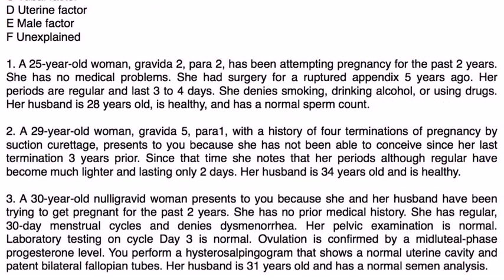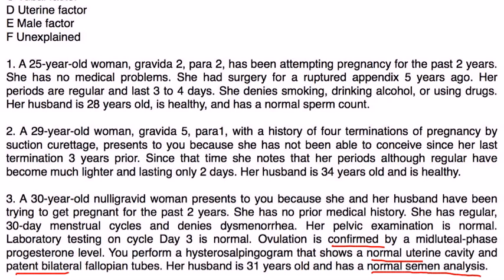A 30-year-old newly gravid woman presents to you because she and her husband have been trying to get pregnant for the past 2 years. No past medical history. She has regular 30-day menstrual cycles and denies dysmenorrhea. Pelvic exam is normal. Lab testing on cycle day 3 is normal. Ovulation is confirmed by mid-luteal phase progesterone level. You perform a hysterosalpingogram that shows a normal uterine cavity and patent bilateral fallopian tubes. Husband is 31 and has normal semen analysis.